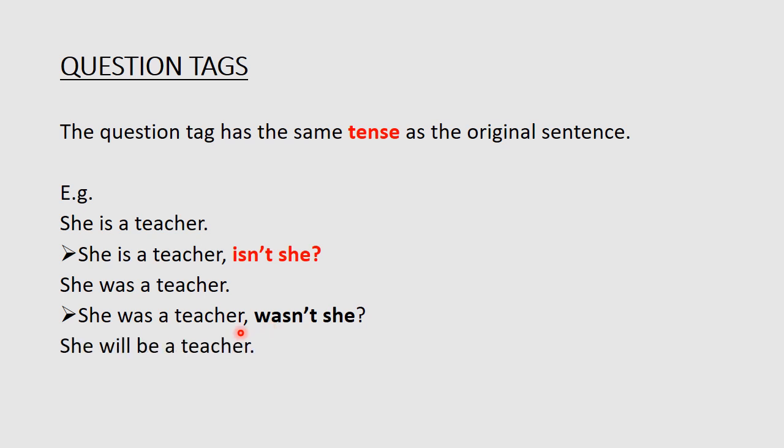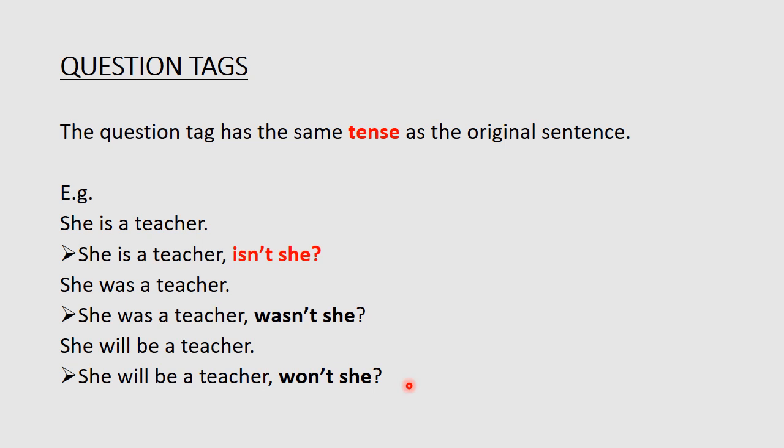She will be a teacher. So will shows future, meaning that this person is not yet a teacher, but at some point they're going to be a teacher. So she will be a teacher, won't she? Won't is short for will not. So she will be a teacher, won't she? Meaning will not she?